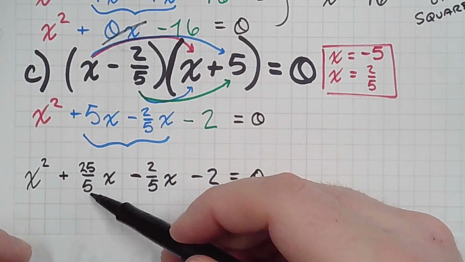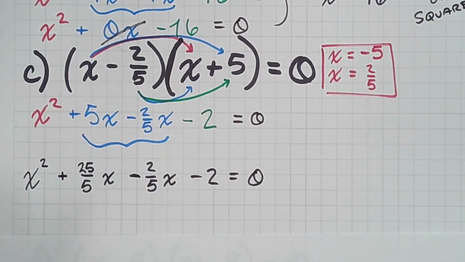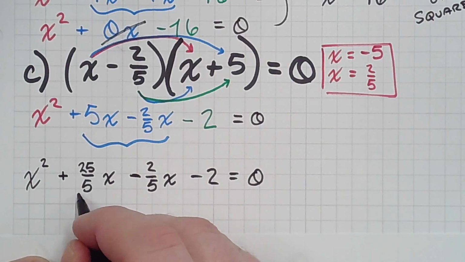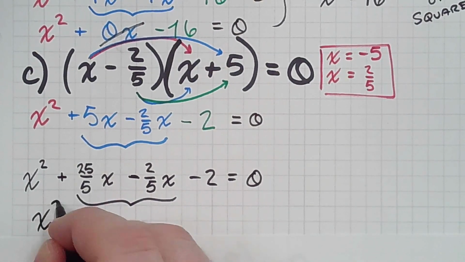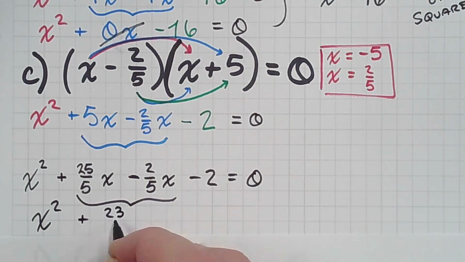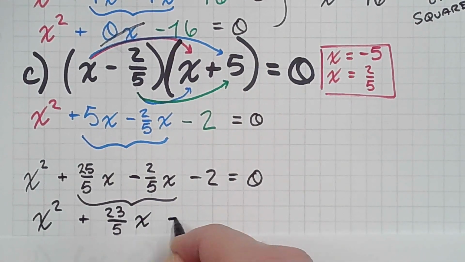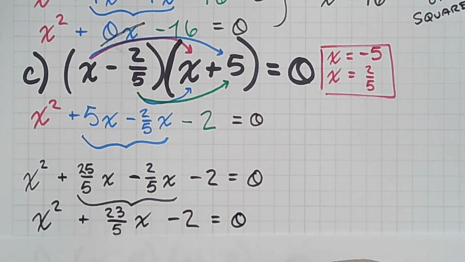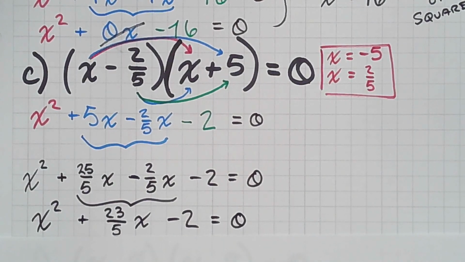Check it. 25 divided by 5 is 5. I didn't change the problem. I just changed my perspective. That's what algebra is all about. If I combine these, I end up with 23/5 of x minus 2 equals 0. So there's our expanded equation.